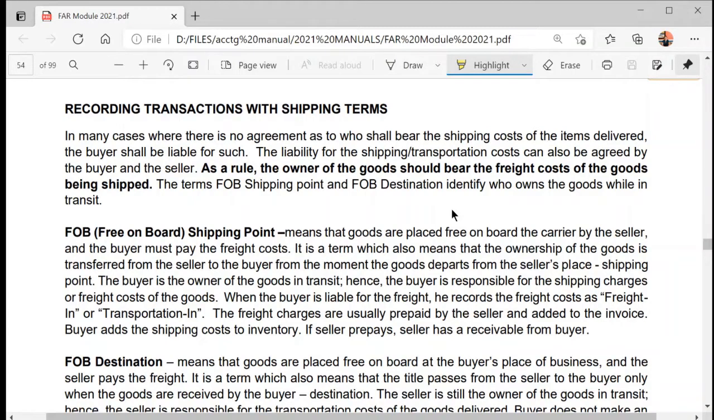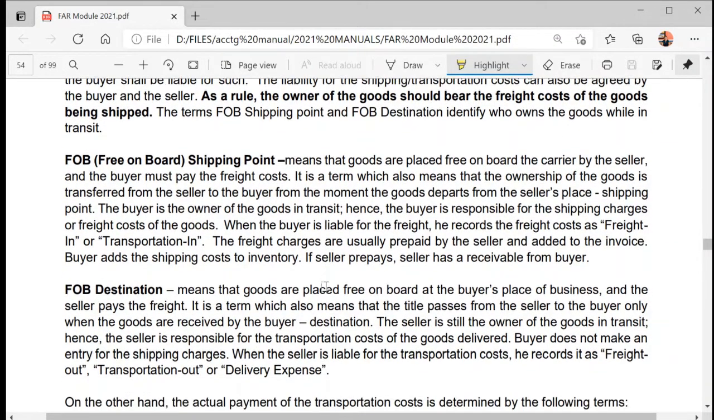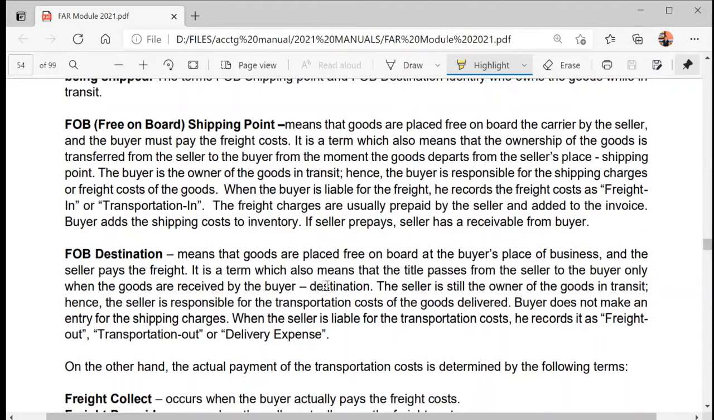And now, the question would be, who is the owner of the goods that are going to be delivered? So, the terms FOB shipping point and FOB destination identify who owns the goods while in transit, because the owner of the goods while in transit should be the one who will pay for the freight or the transportation costs. So we have the terms FOB shipping point and FOB destination.